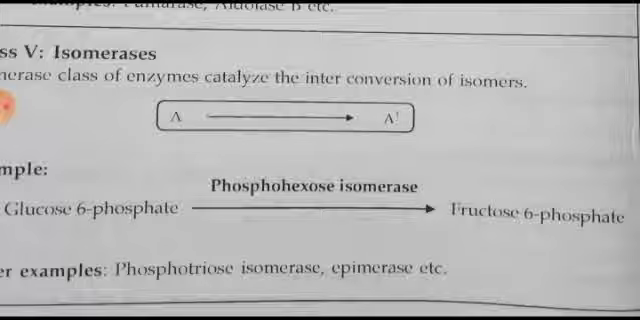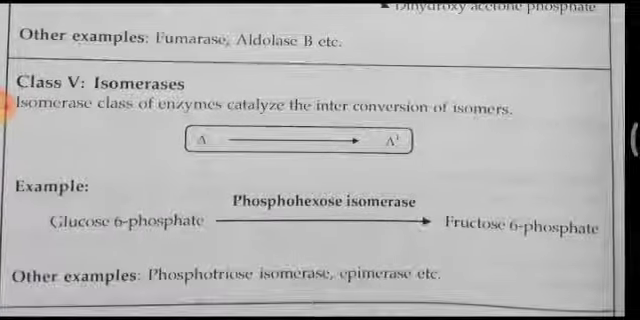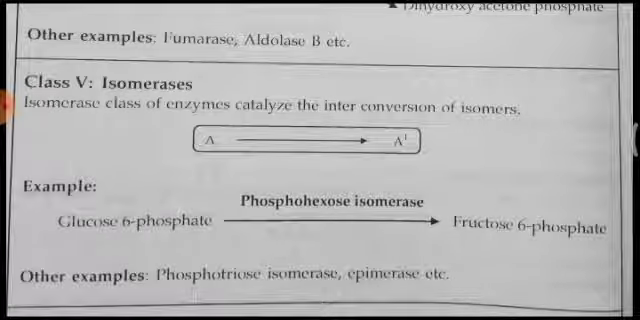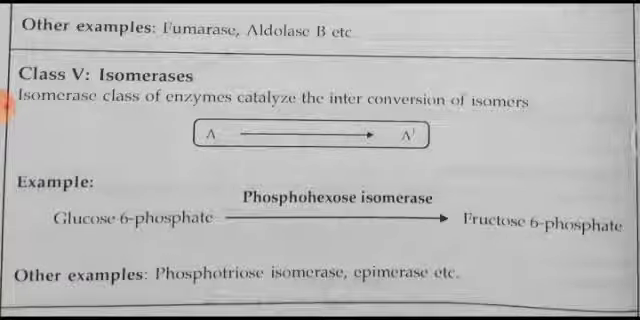So this comes in glycolysis. Glucose 6-phosphate is converted to fructose 6-phosphate and both are isomers having the same molecular formula but different structural formula. Similar enzymes of this type are phosphotriose isomerase and epimerase. So this is about the isomerase enzyme, which is class 5.